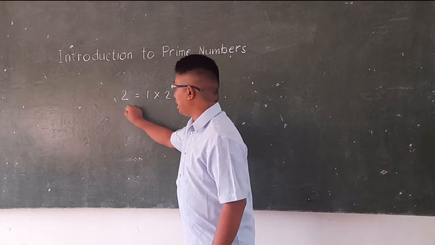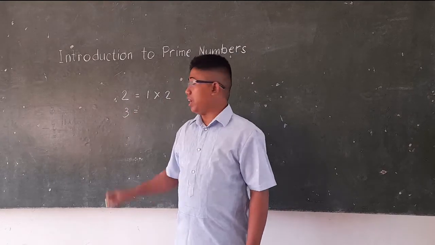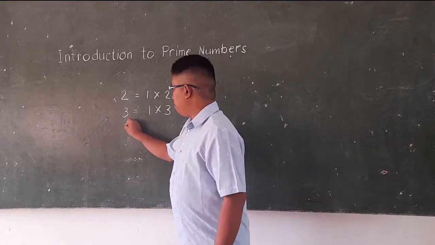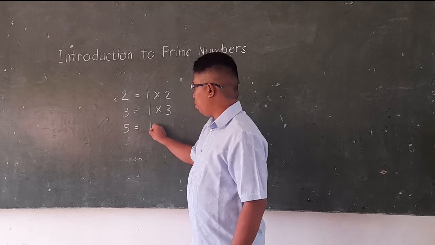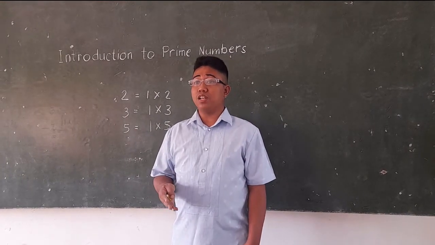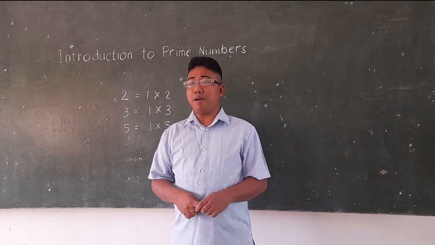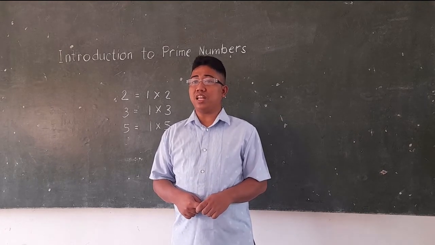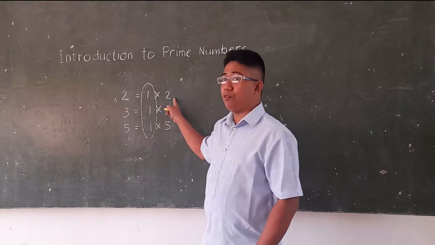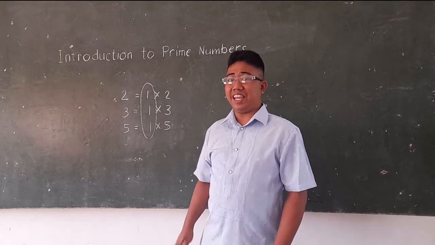Another example is 3, whose factor form is 1 times 3, and the given number 5, 1 times 5. We notice that in the given examples, these are natural numbers that have exactly two distinct natural number divisors, the number 1 and the given number itself. That is a prime number.